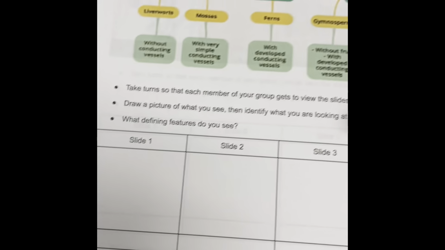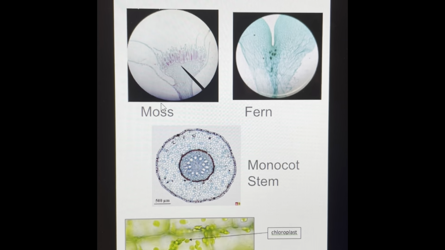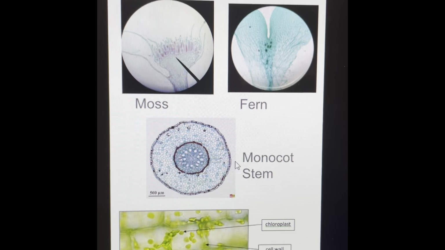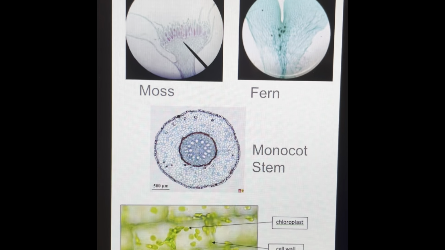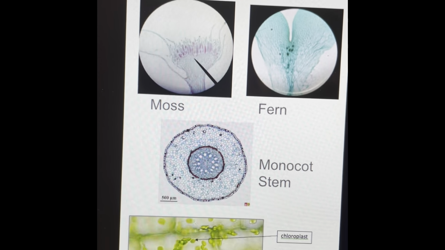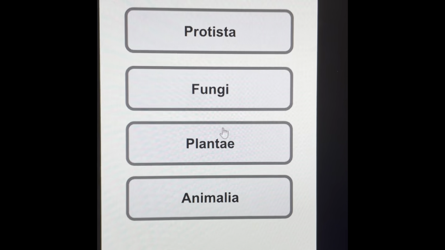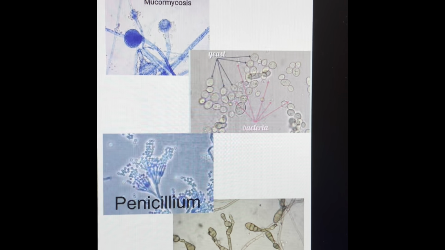So we can go back home by clicking this button and go to kingdom Plantae, and now we have an example of a moss, a fern, a monocot, okay? And then Elodea. I like to view Elodea under the microscope because its chloroplasts are so easily visible. Okay, so we're going to draw an example of these. Then we are going to go to kingdom Fungi, and we're going to look at the different fungi.